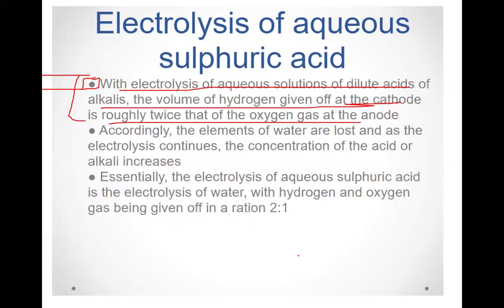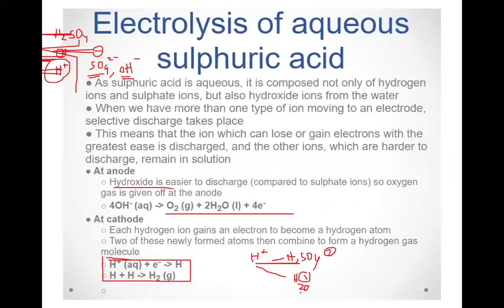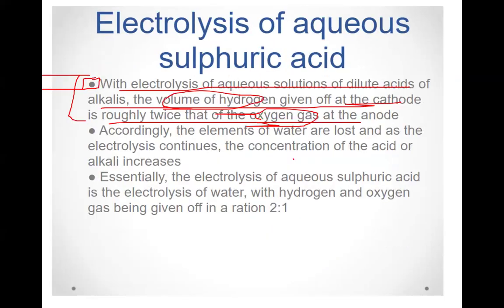So that's why at the cathode, the amount of hydrogen gas that is found is roughly twice that of the oxygen gas. The oxygen gas has only one source, hydroxide ions from the water, but the source of hydrogen is the acid as well as the water. So accordingly, the elements of water are lost. Electrolysis continues and the concentration of the acid or alkali increases. And yes, hydrogen and oxygen are given off in a ratio of 1:1.